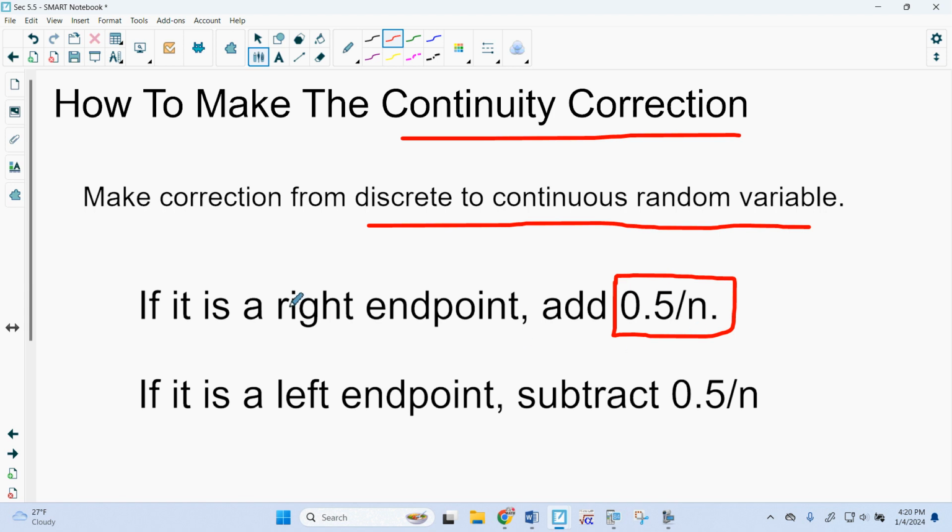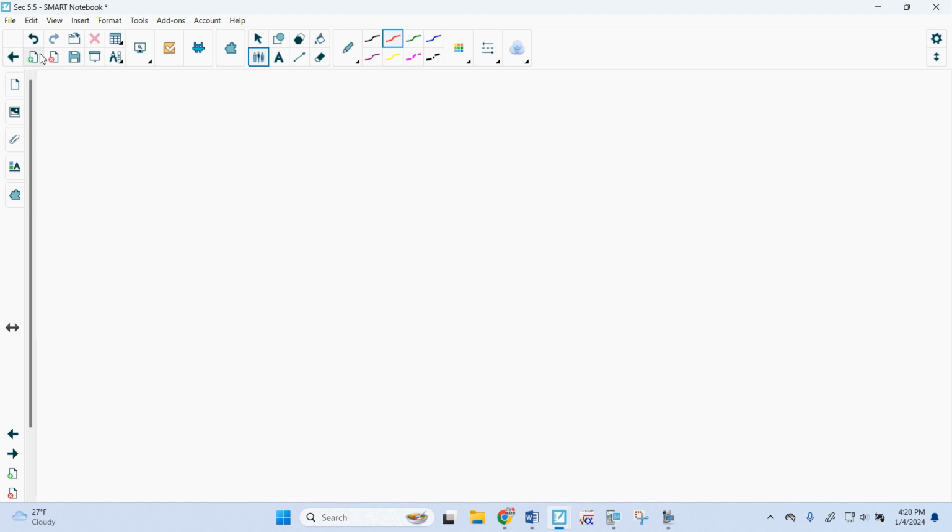Okay. Now, when it says add and subtract to the right or left endpoint, the goal is always to make our interval bigger. So if you have two numbers, here and here, we want to make it bigger. So we're going to subtract from the left endpoint to go here. We're going to add to the right endpoint to go here. We want to make it bigger. What am I talking about?